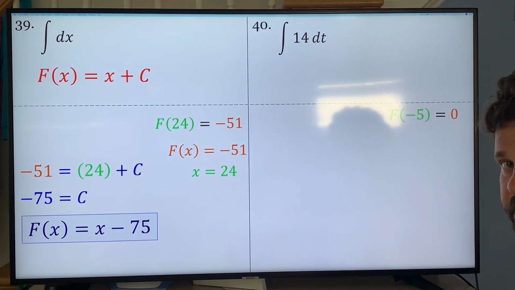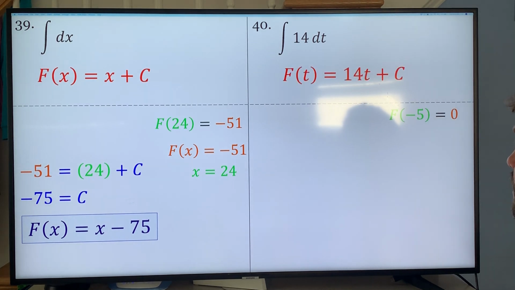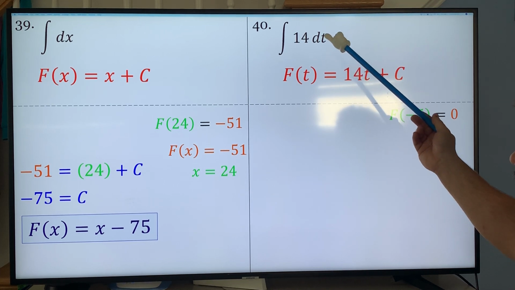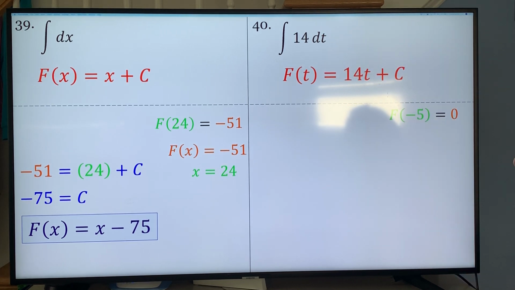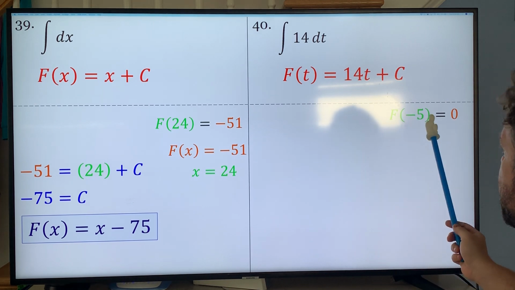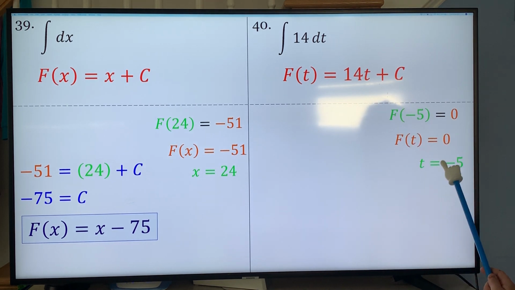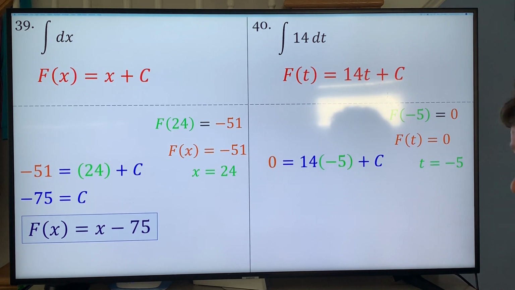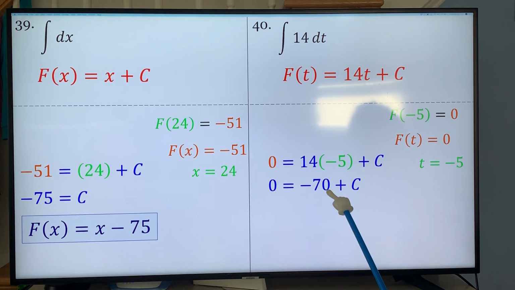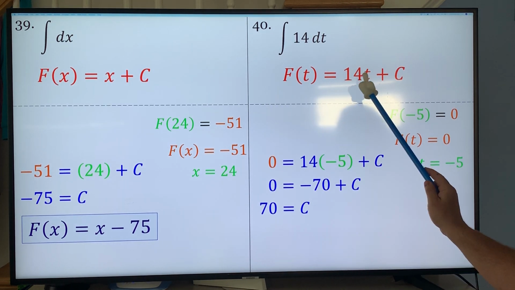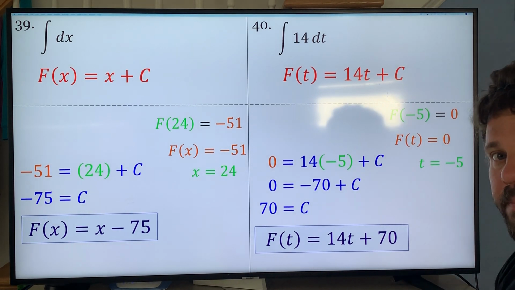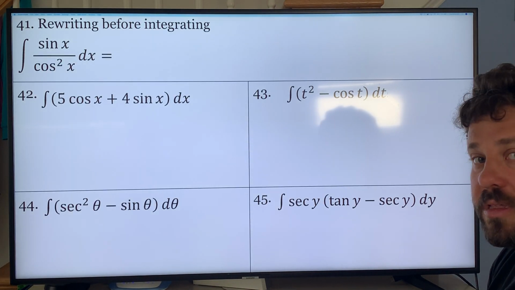Integral 14. 14x. Oh, dt. Since it's in terms of t, 14t. Whatever letter it's in terms of, that's what letter goes here. I wasn't paying attention. F of t is 0. T equals negative 5. So 0 equals 14 times negative 5 plus c. 0 equals negative 70 plus c. C equals 70. 14t plus 70. Ready for the last problem? This lesson went longer than I thought.